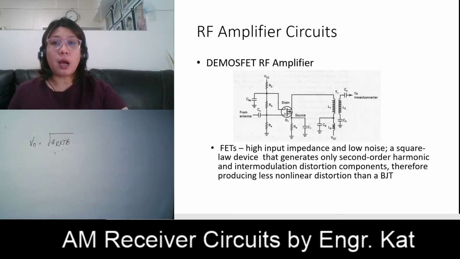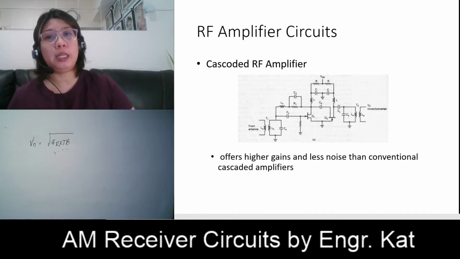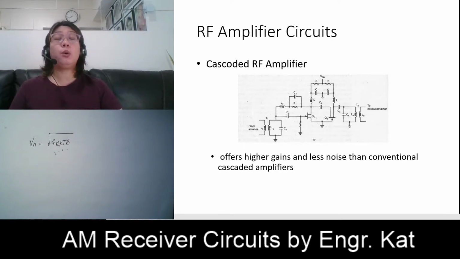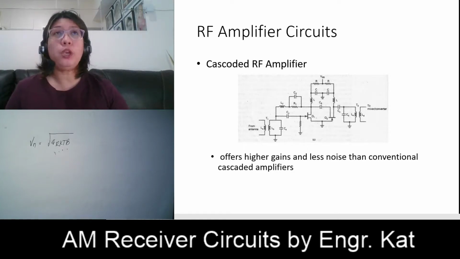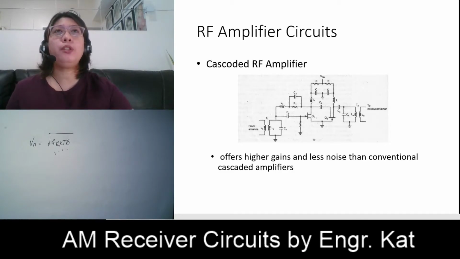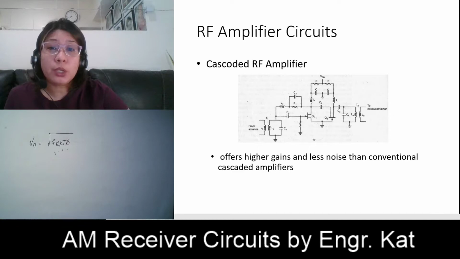Another type of RF amplifier circuit that you might be encountering is what we call a cascoded RF amplifier. A cascoded RF amplifier is a type of compound configuration wherein we are combining, in this case using FETs, a common source and a common gate. This is our source and this is our gate.